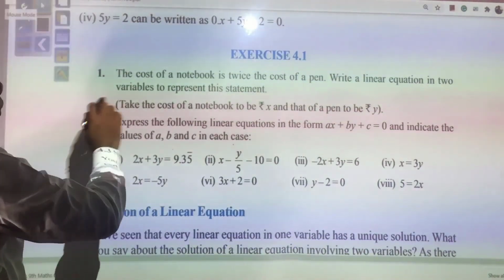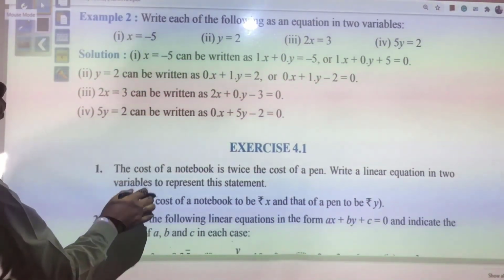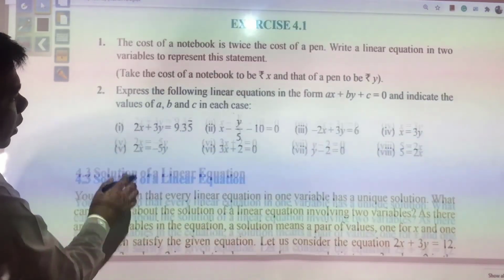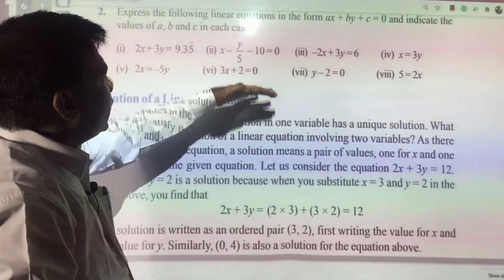So up to here you complete, and I hope you understood properly. Up to here you need to complete each and every question.